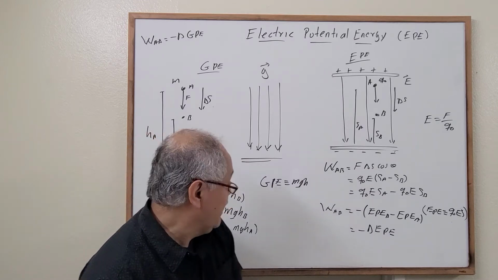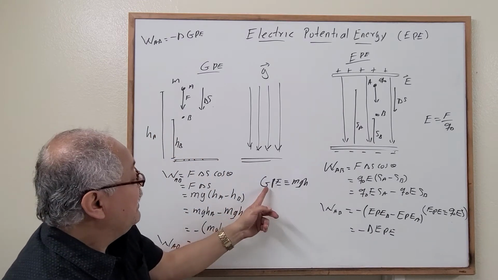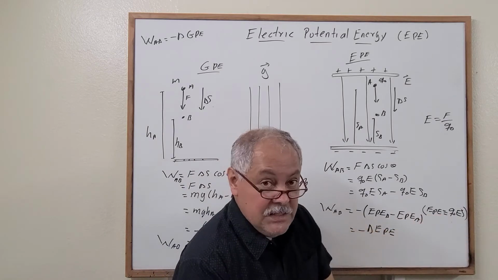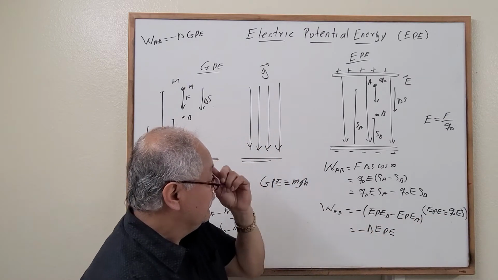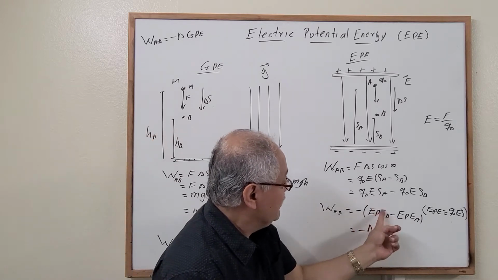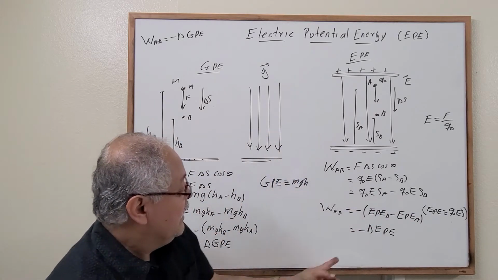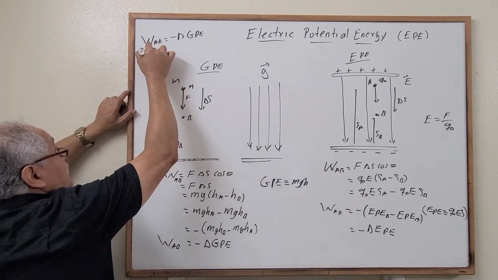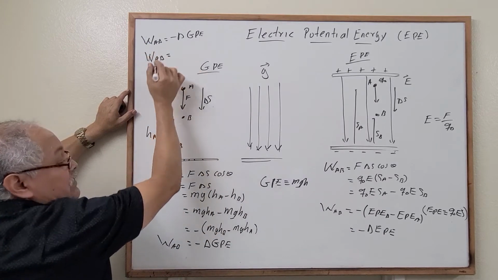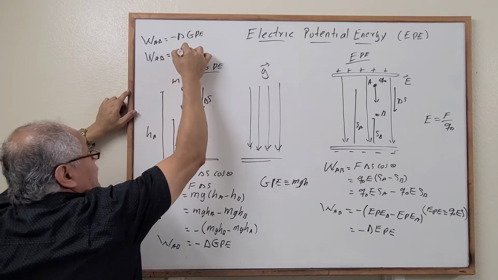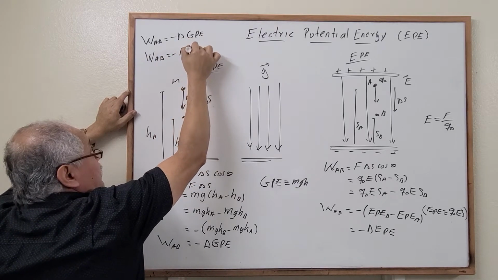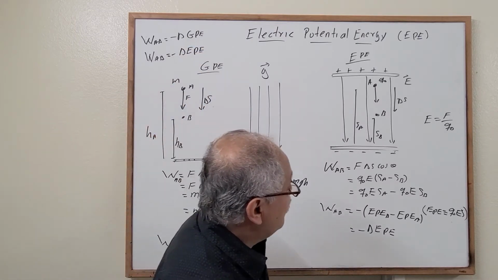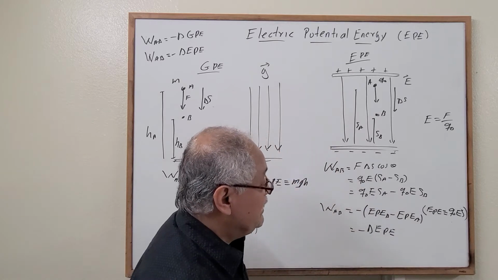Now, one more time, like right here, we define the electric potential energy to be Q naught ES. And the same thing, we plug in the values as we did before, and at the end we have that the work done by the electric field is equal to negative the change in the electric potential energy.